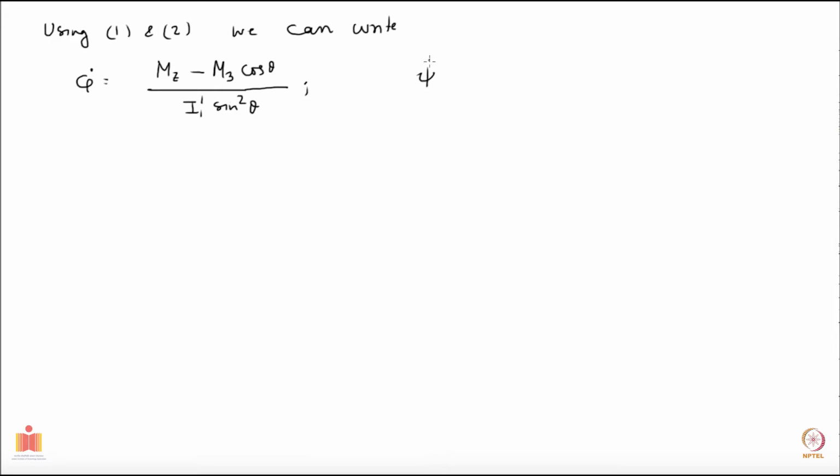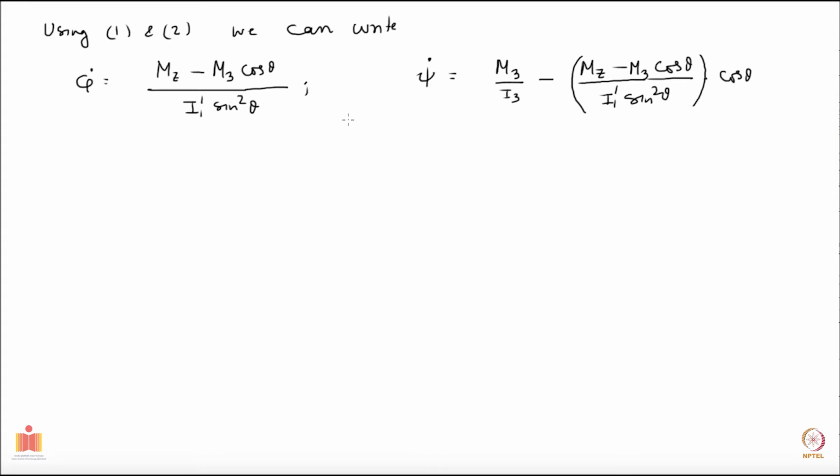and your psi dot will be M3 over I3. This you can check, Mz minus M3 cos of theta over I1 prime sine square theta, and then the entire thing is multiplied with the cos of theta. Maybe I should put a bracket. This looks fine.